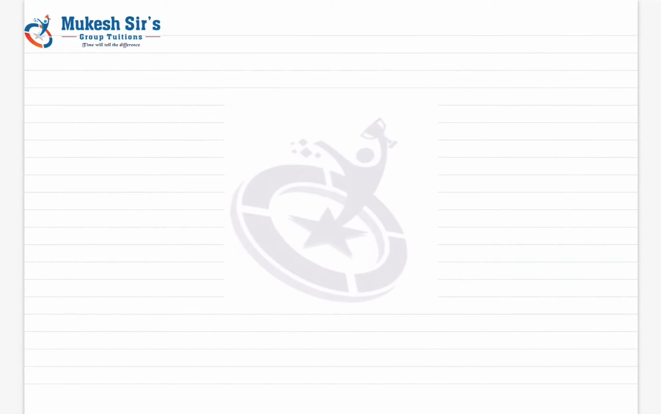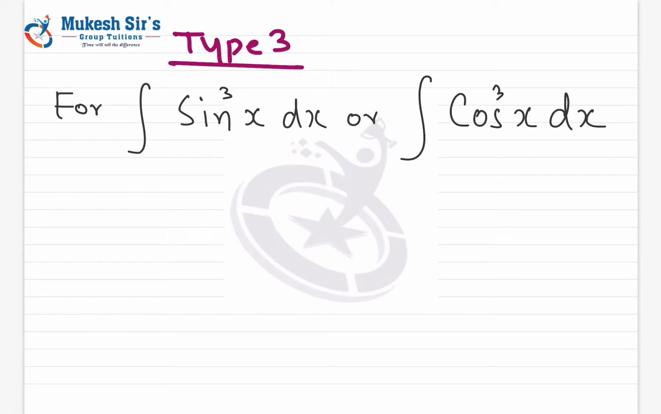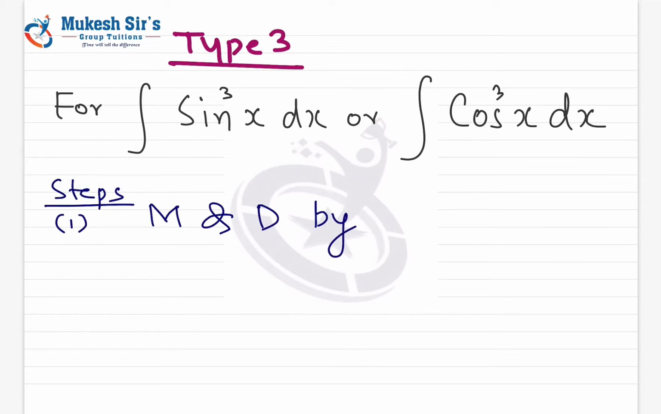Type 3. Now type 3 is for integration of sine cube x dx or integration of cos cube x dx. Now for this type you have to multiply and divide by 4. For sine square and cos square we multiply and divide by 2. For sine cube and cos cube you have to multiply and divide by 4 and then use the sin 3a and cos 3a formula.